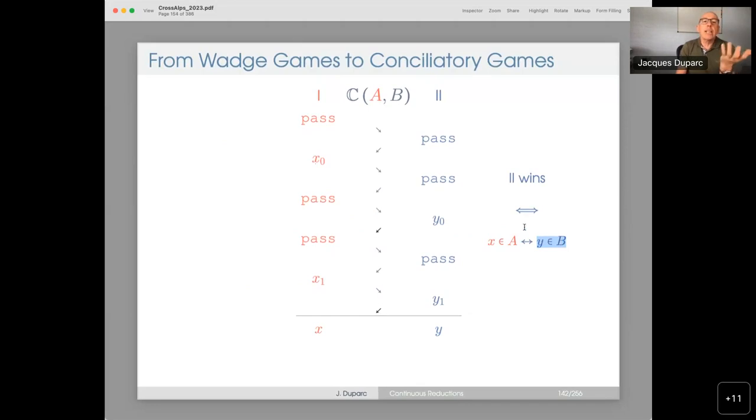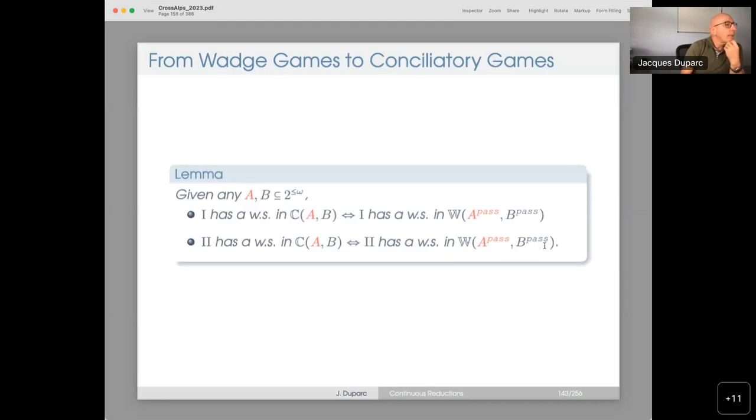So it's exactly like the wedge game, except that now it's symmetric. There's no difference between one not skipping and two skipping, possibly infinitely often. Now they can both skip as many moves as they want, but at the end it doesn't matter whether what has been played by one is finite or infinite, because the sets A and B are sets of finite or infinite sequences. Okay, clearly something completely obvious.